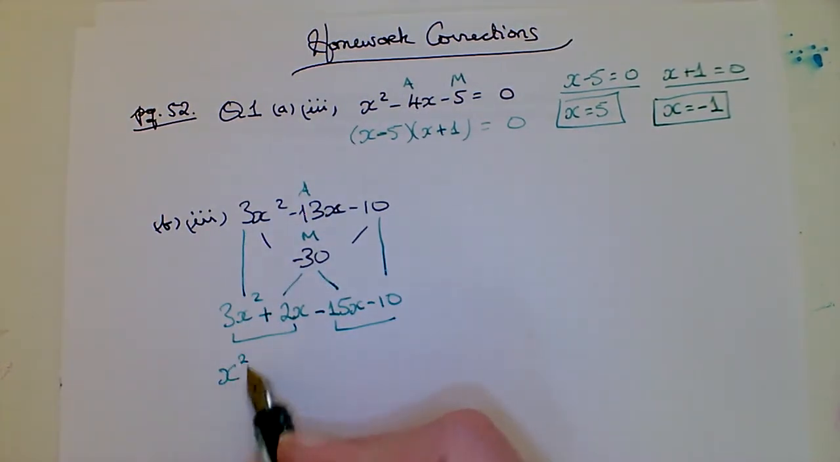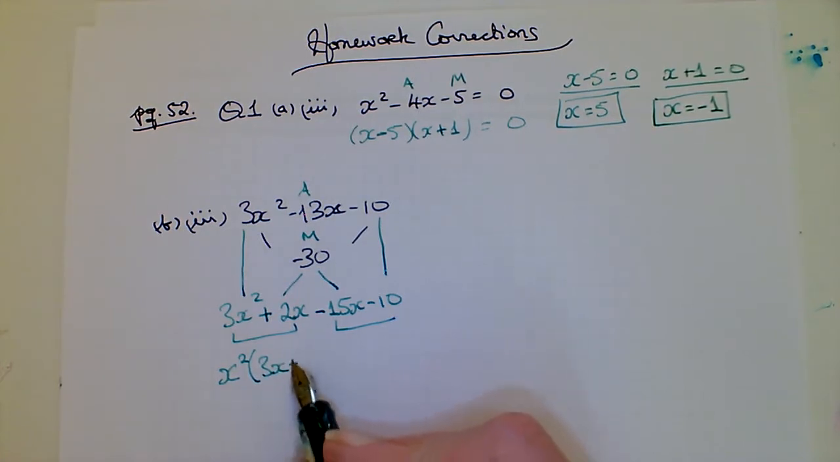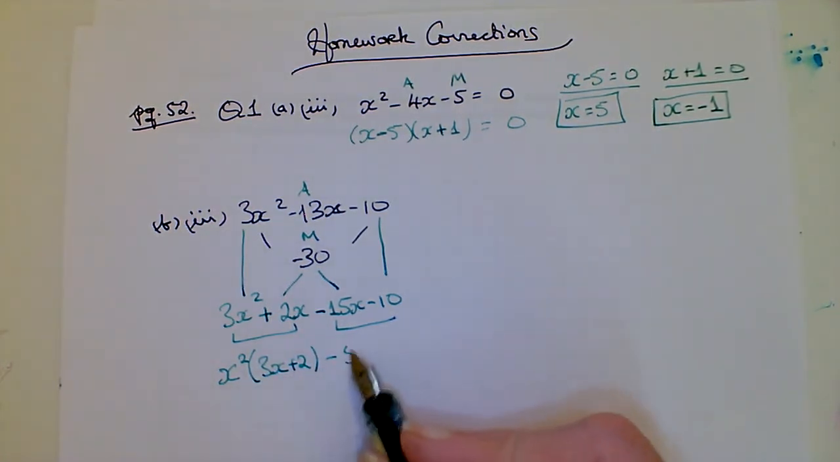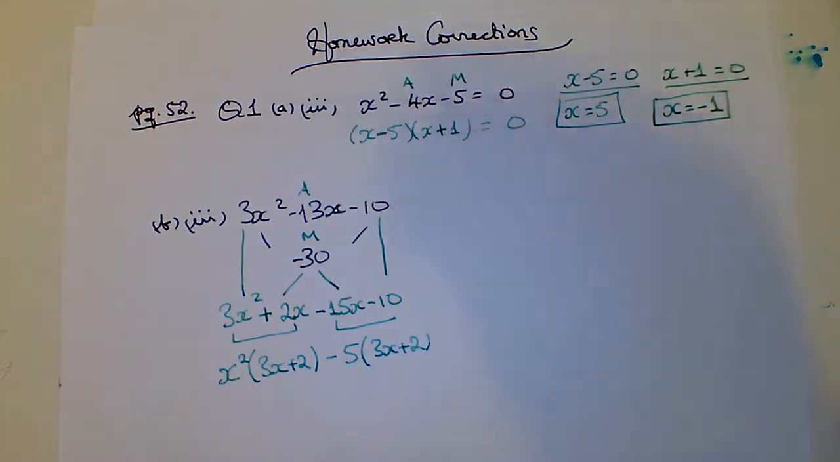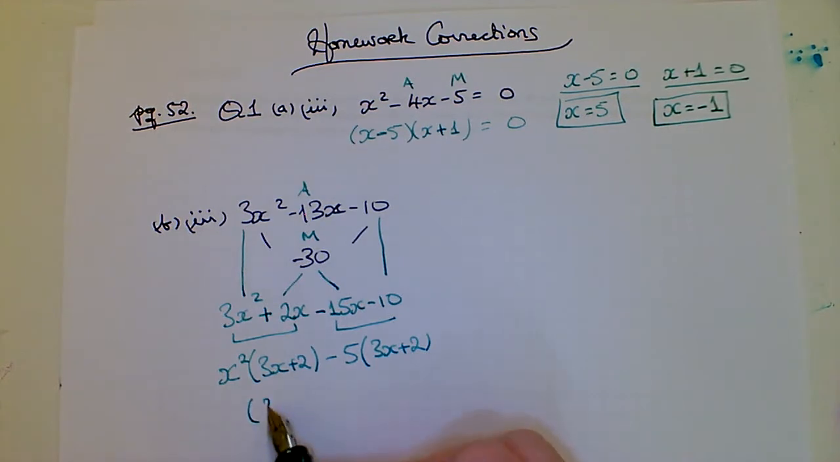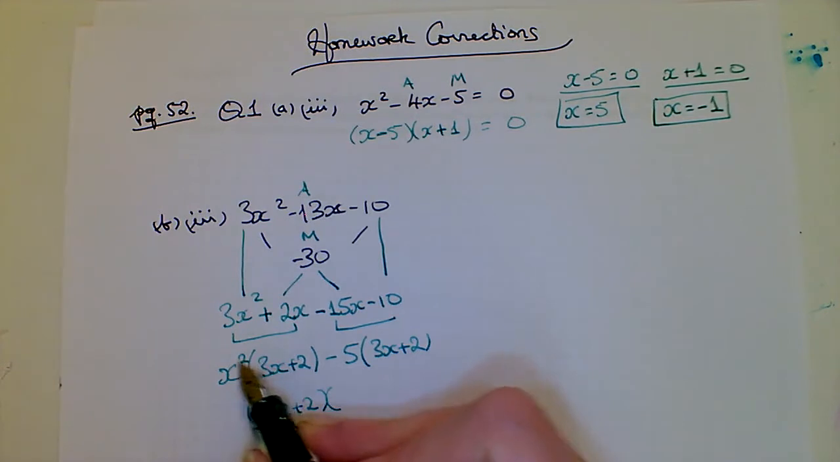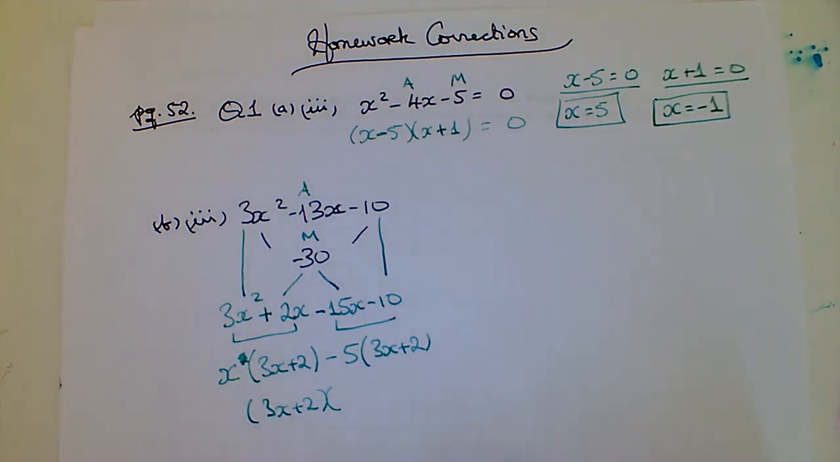All I can take out here is an x squared, leaving me with 3x plus 2. A minus 5 here leaves me with 3x plus 2. It changes the signs inside the bracket there. And my final factors are 3x plus 2. I keep doing that. It's not an x squared, of course, just a single x.